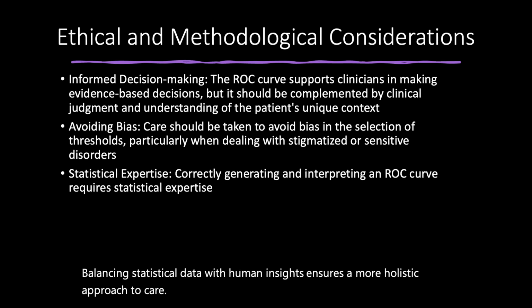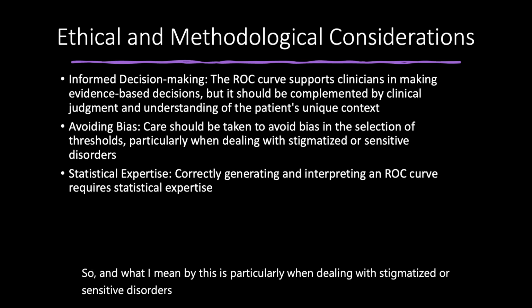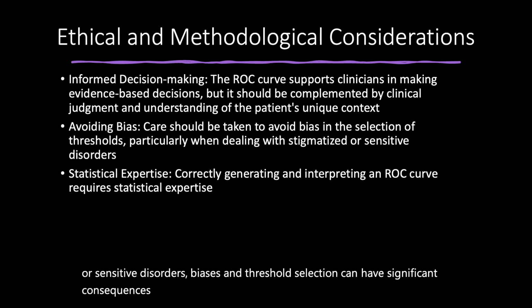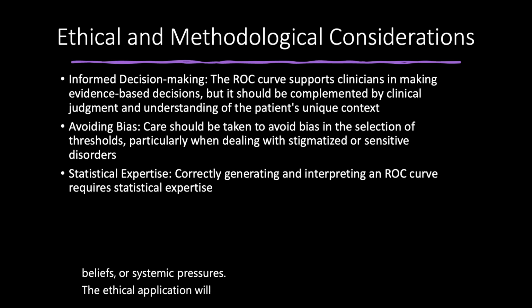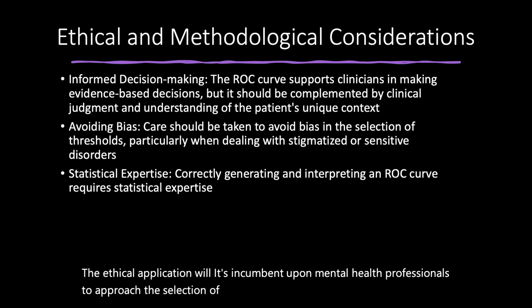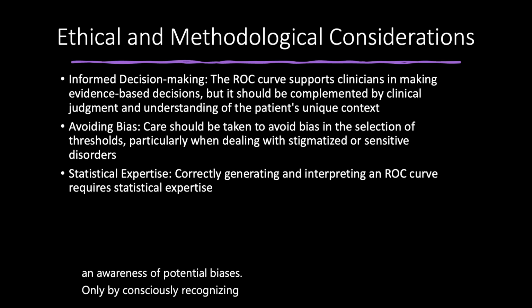You also want to avoid bias, like with sensitive disorders. What I mean by this is, particularly when dealing with stigmatized or sensitive disorders, biases in threshold selection can have significant consequences. These biases may stem from cultural norms, personal beliefs, or systemic pressures. As for the ethical application, well, it's incumbent upon mental health professionals to approach the selection of thresholds with transparency, neutrality, and an awareness of potential biases. Only by consciously recognizing and mitigating these biases can the ROC curve be ethically applied.